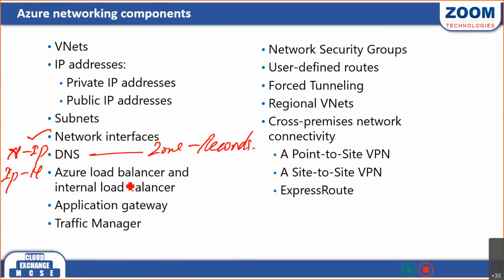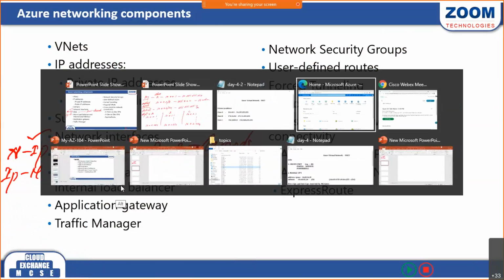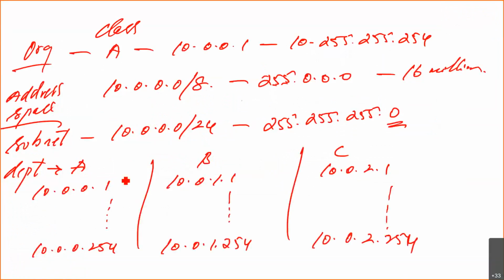Then come to the load balancer. Estimate that in my organization I have 2 servers, 2 web servers I'm using. The big organizations are using more than 2 also. Like this, I'm doing an online business, an eBay-like business. So my organization wants 2 web servers or 3 web servers.